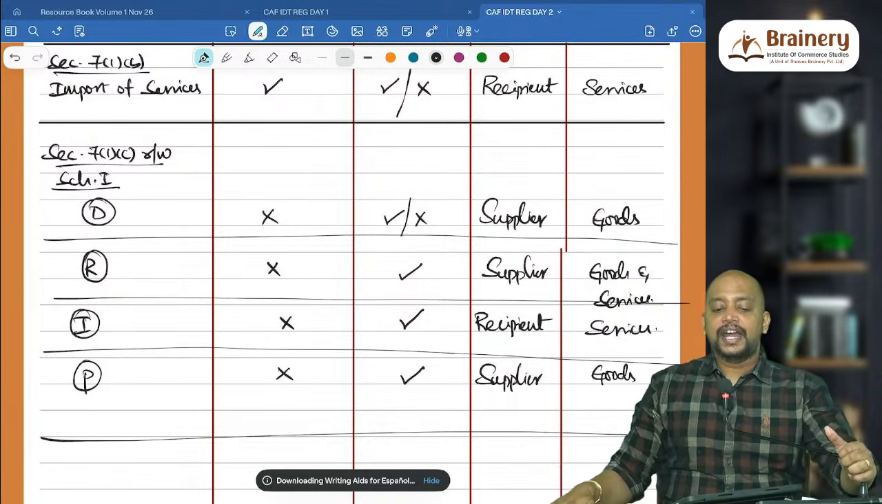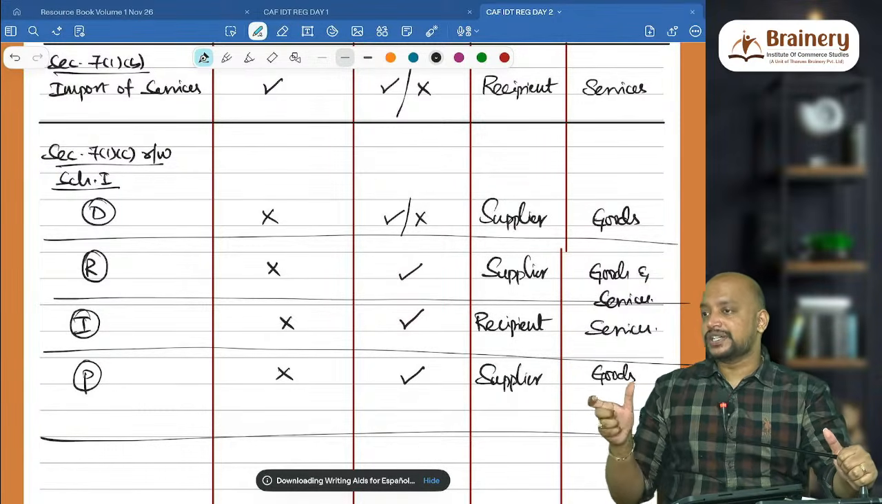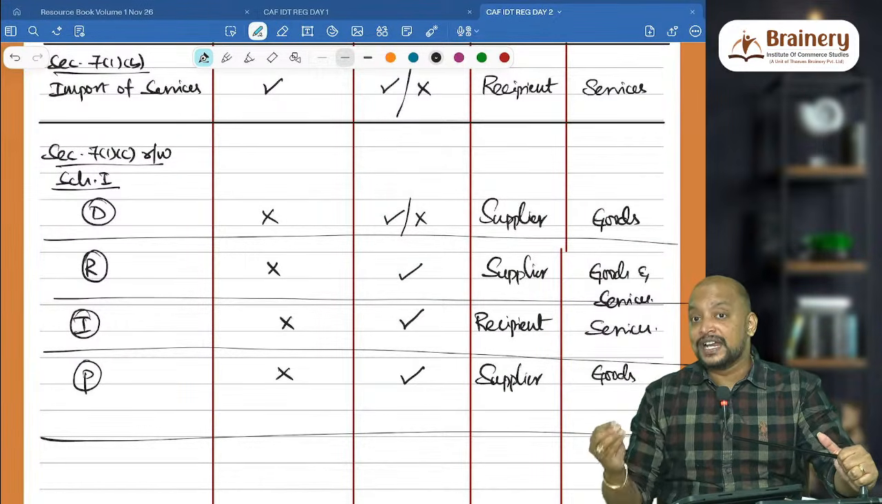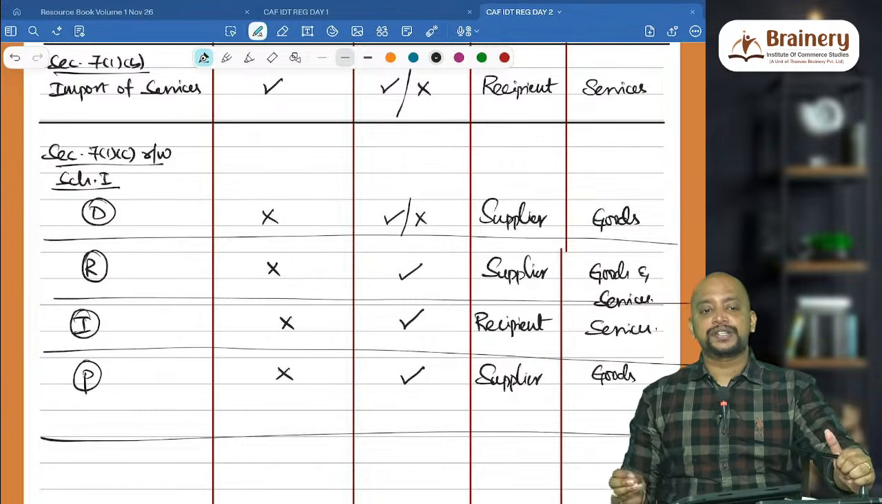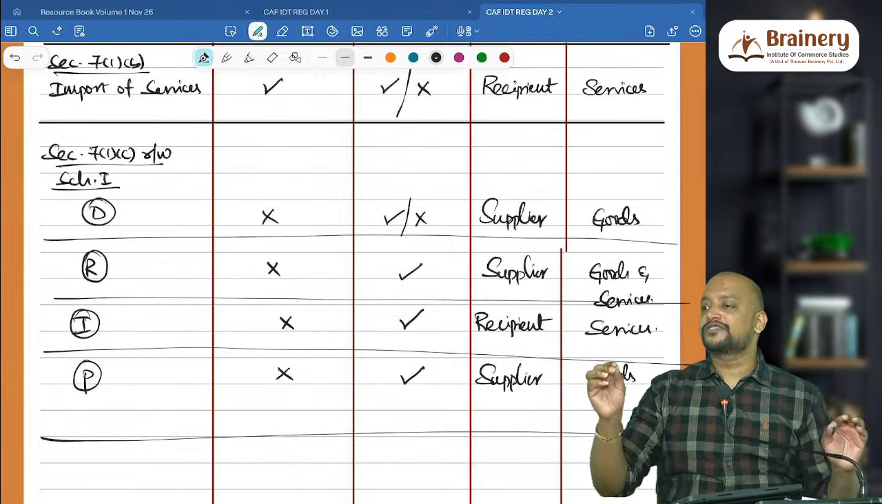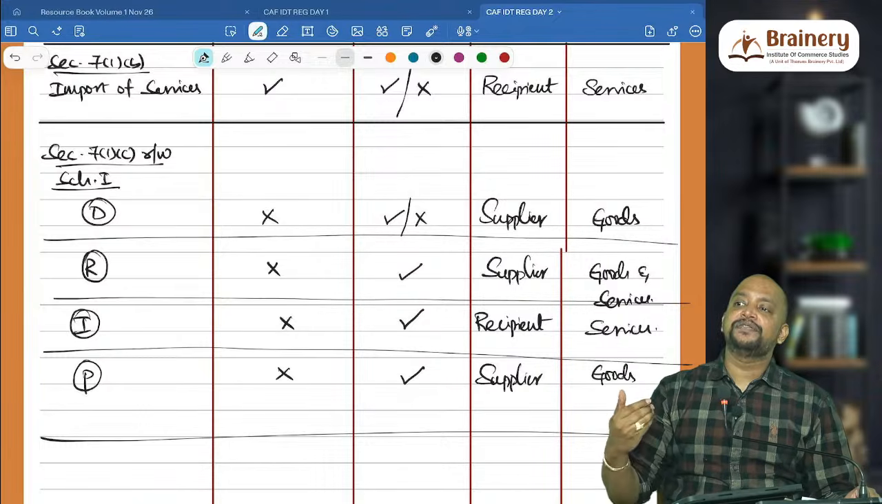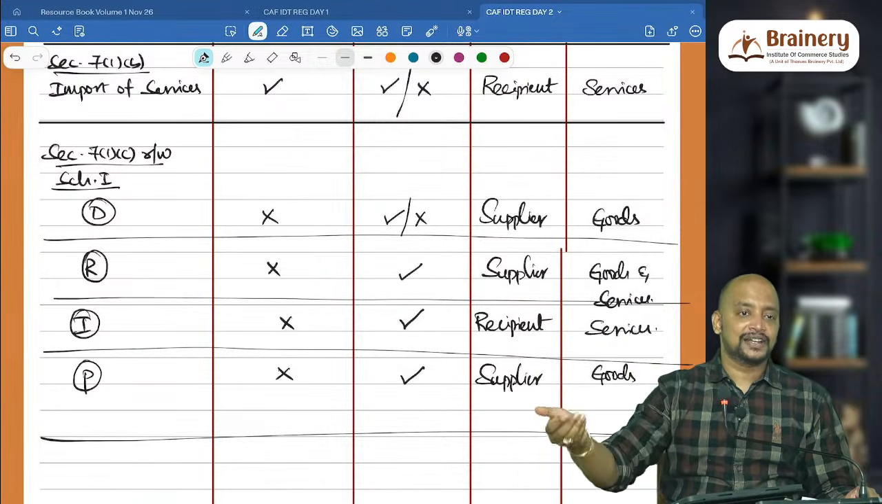Fine. And we need to know the definitions. Meaning of goods, meaning of service, meaning of consideration, meaning of business, and meaning of related parties and meaning of distinct persons. That's homework for you. I want you to read the definitions once so that tomorrow when we are discussing, quickly we can complete.